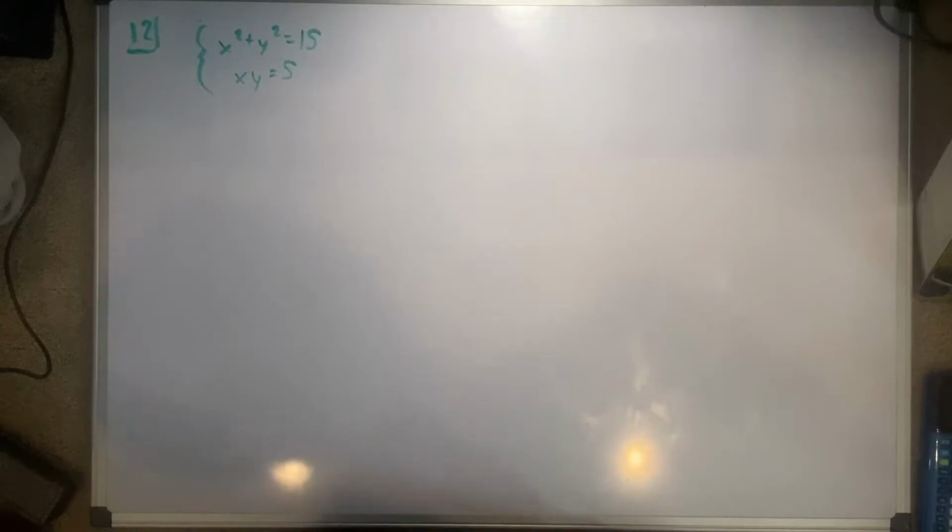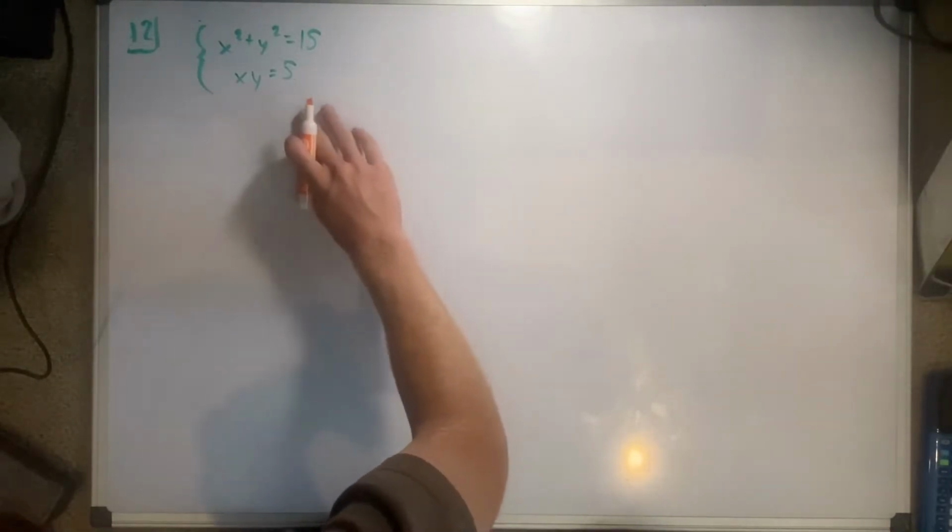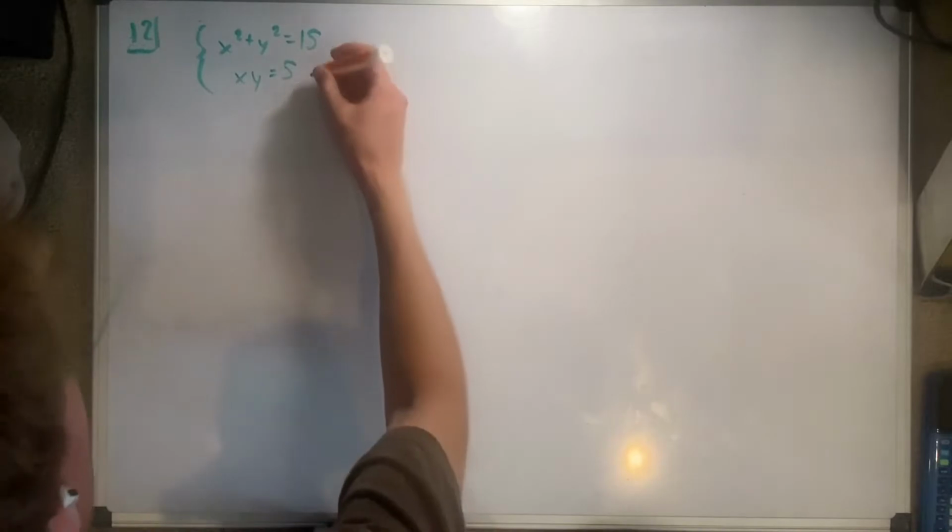Okay, now we have problem 12, which is just a solve these two, except obviously we can't use elimination here now because we've got some very complicated stuff going on. So we're not going to use elimination, and I'm instead going to use substitution again to try to solve for this. So first, let's get something that we can substitute for.